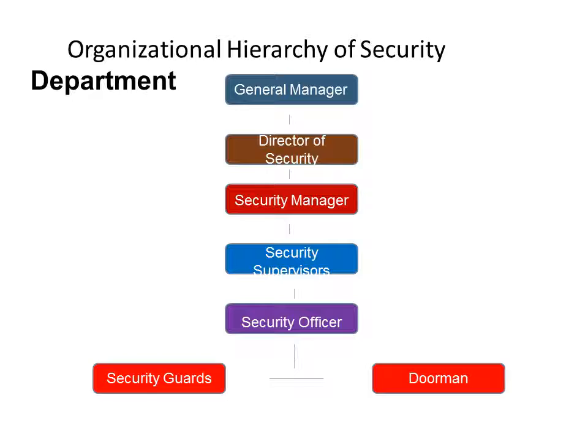This is the organization hierarchy of the security department. The general manager will take care of all the operations of the hotel, and he will also be leading the security department. The director of security will be taking care of the security managers. Managers will ask the supervisors to control officers, and then leading up to the security guards and the doorman.